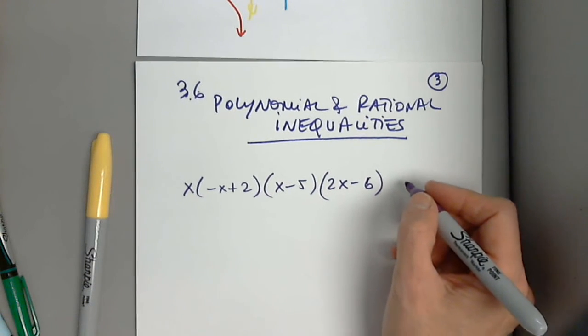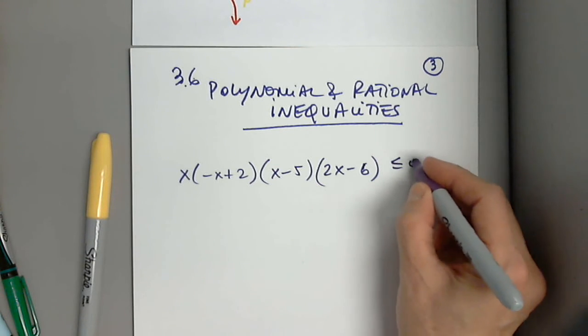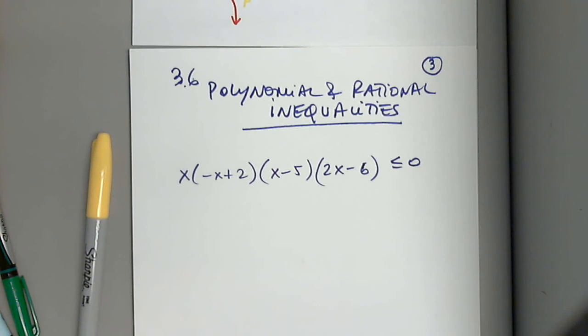You want it greater than or equal to 0 or less than or equal to 0? Perfect. Good. So we made one up. We both contributed.